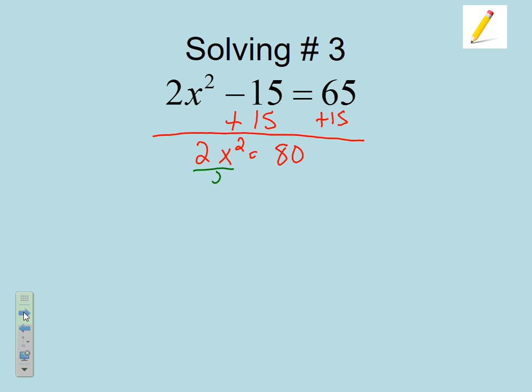Divide both sides by 2. X squared equals 40. Break this down, so I'm going to take the square root of both sides. X equals plus or minus.